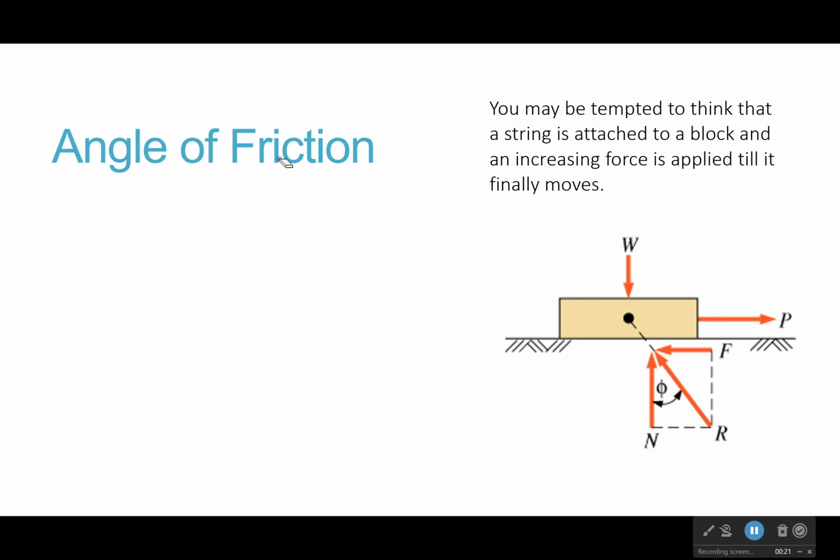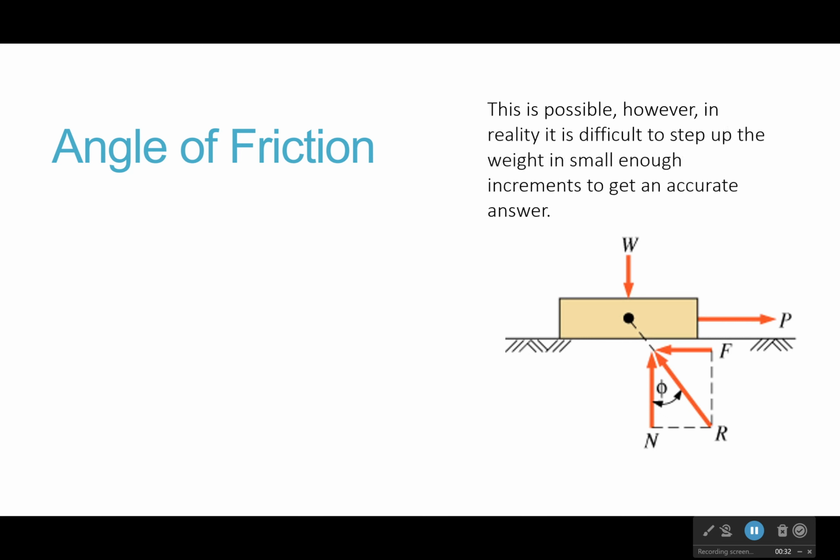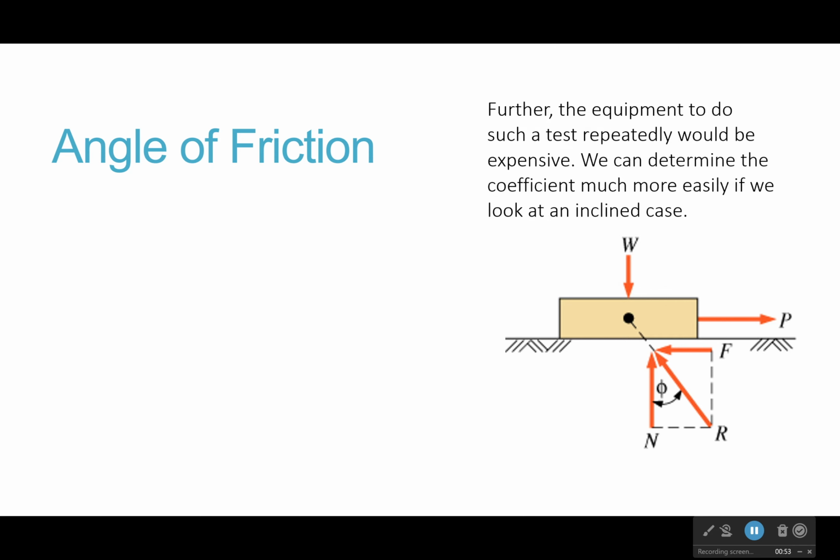So you might be tempted to think, okay, I'll get a string and attach it to a block, apply a force, and look at a little force gauge until it finally moves. And that could technically work. It might be really difficult, though, to make sure that you're not accidentally moving it before you get a good reading. So what's a way to do it where you can have very, very small changes and get a very good answer, at least for what you have access to?